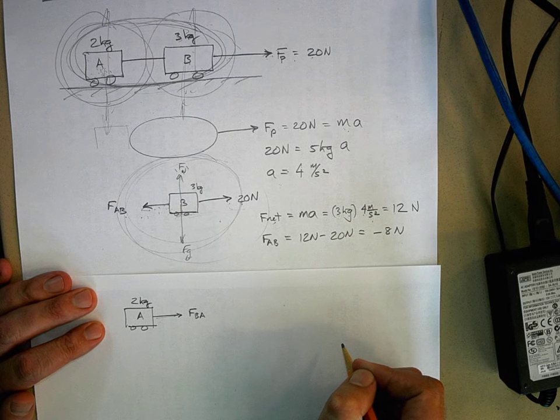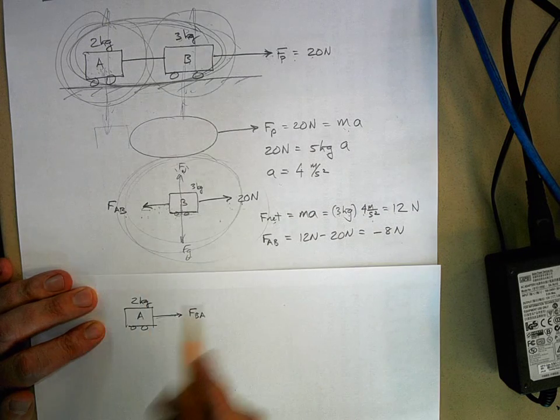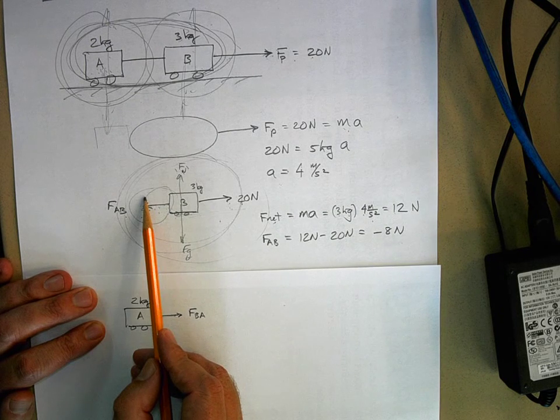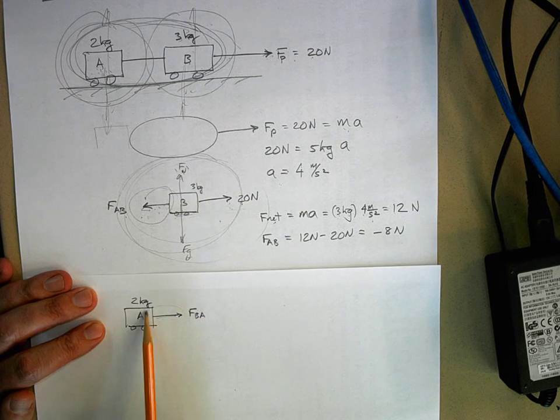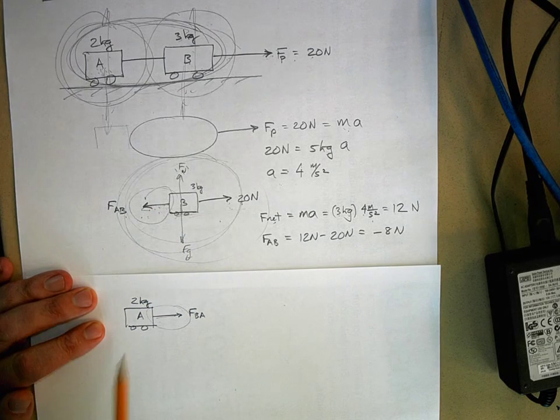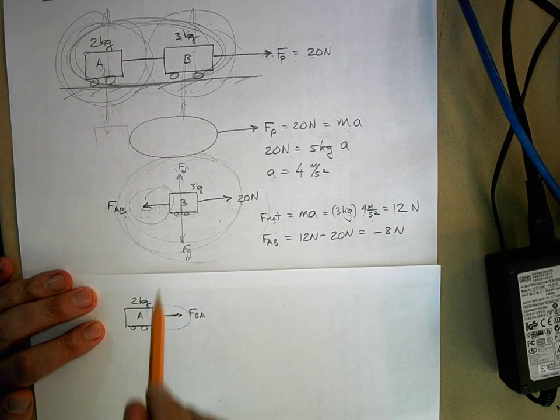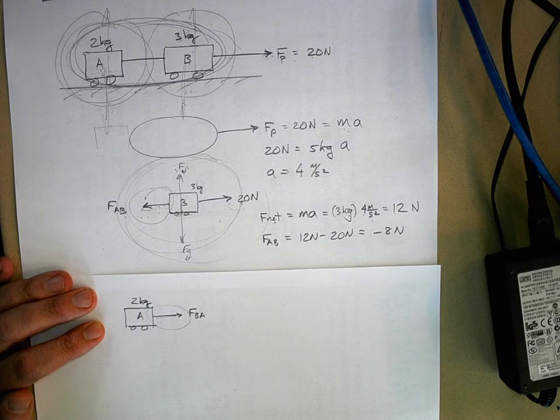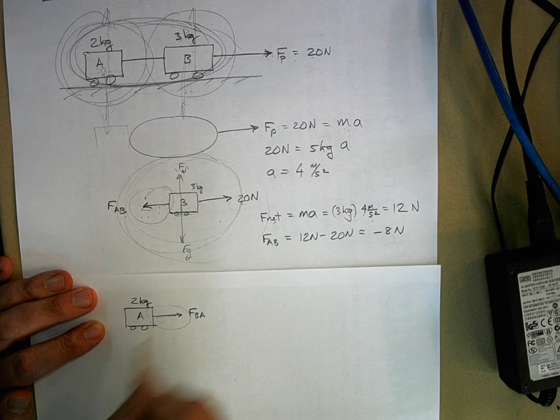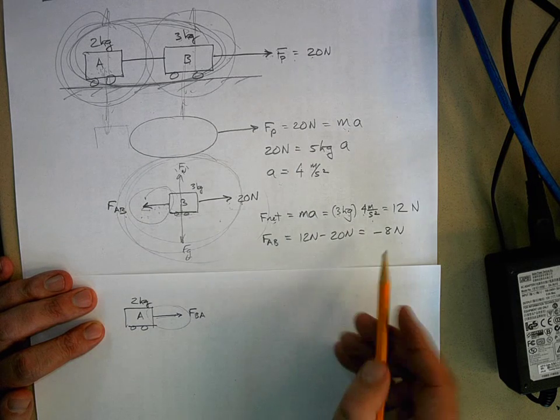For every force on one object, there must exist an equal but opposite force on another object. These are the interaction pairs. Force of A on B, force of B on A. And this is the power of physics and the free body diagram. Now I can predict what this force is. Well, I already know what it is. It's going to be 8 newtons, but let's prove it.